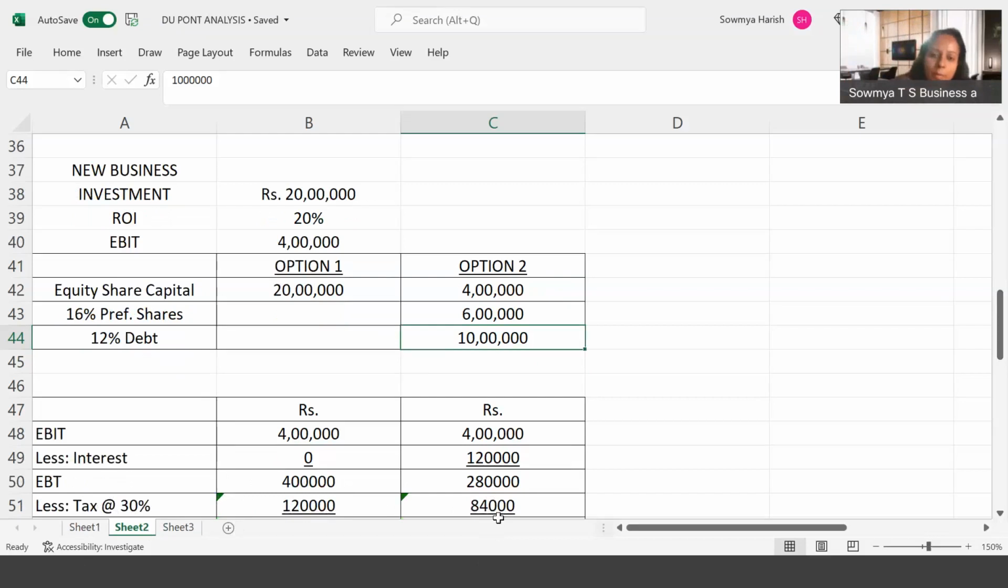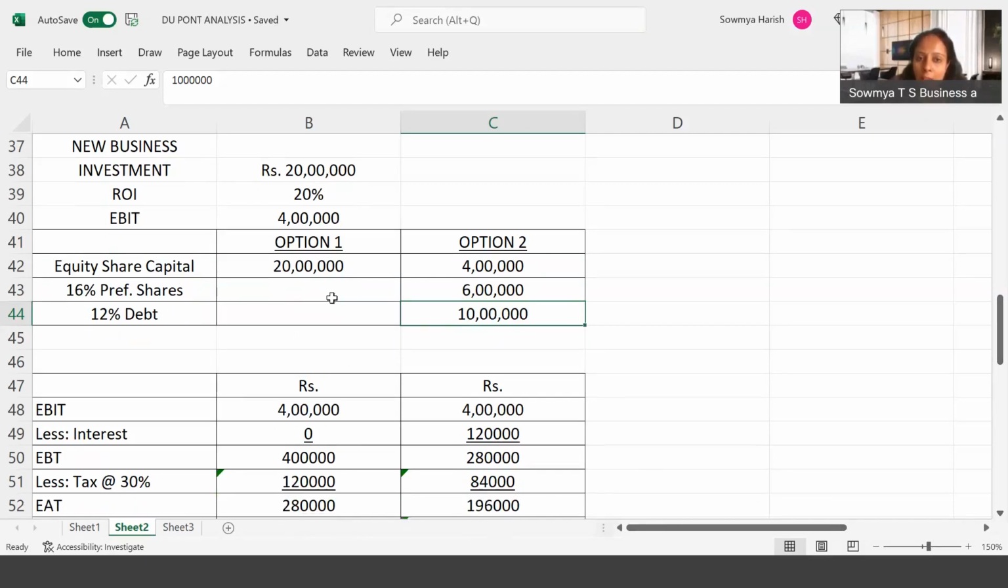See here, one thing you can observe. You end up paying higher taxes when you don't have a debt capital, but you pay lesser taxes when you have a debt capital. This is the advantage a firm gets when the firm has debt capital or borrowed funds. Borrowed funds offer the tax advantage to the firm because you get the tax advantages on the interest payment you pay to the debenture holders. So let's see what is earnings after taxes. Your earnings after taxes in case of option 1 would be 2,80,000. In case of option 2 it would be 1,96,000.